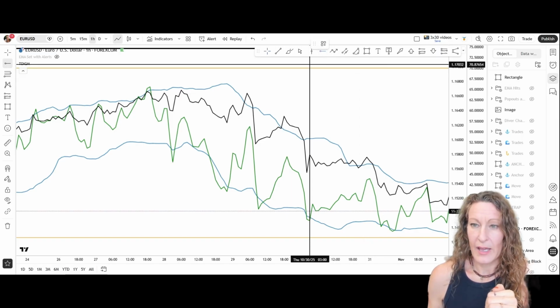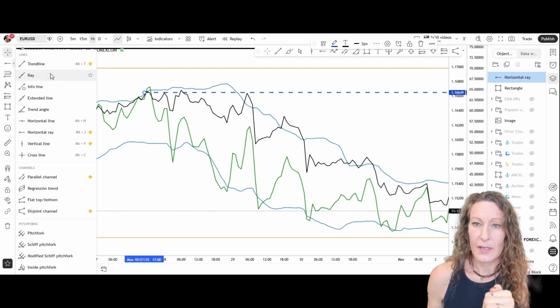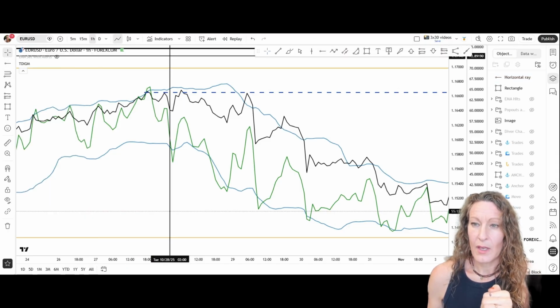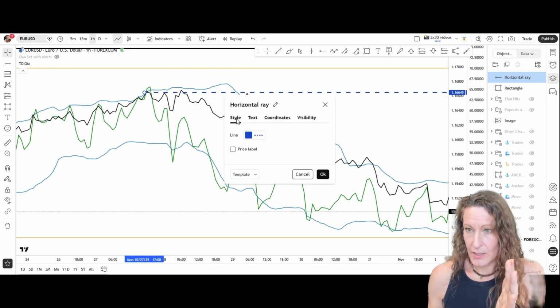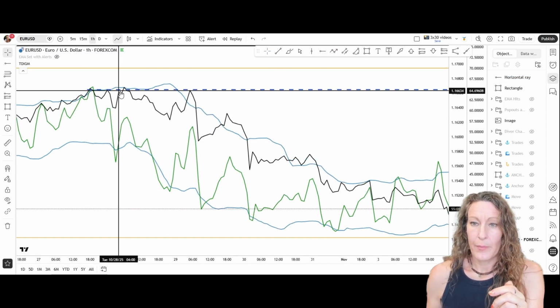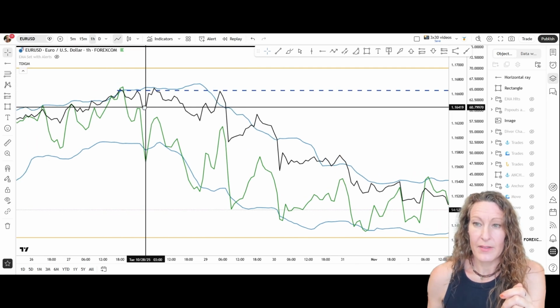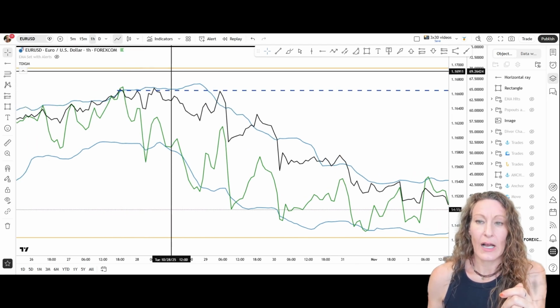If you did not set up your horizontal ray, come into lines, and it's going to be the second one down. There's your ray. Add it to your favorites. I'm going to make it, sure, blue is fine. I like that one. So we're going to put a pop out, because that's when price, barely on this one, popped out of the bands kind of near a high.